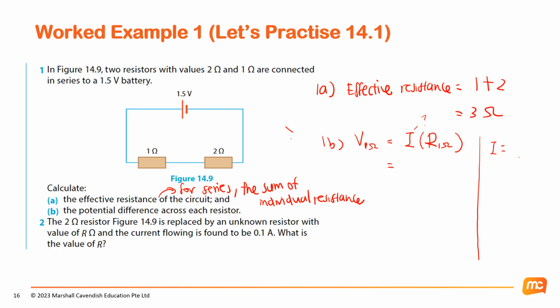Okay, so I know that the current at every point of the circuit for a series circuit is the same. So I can find that by taking the total EMF first divided by the effective resistance. So this will give me 1.5 divided by 3. Okay, so I will get 0.5 ampere.